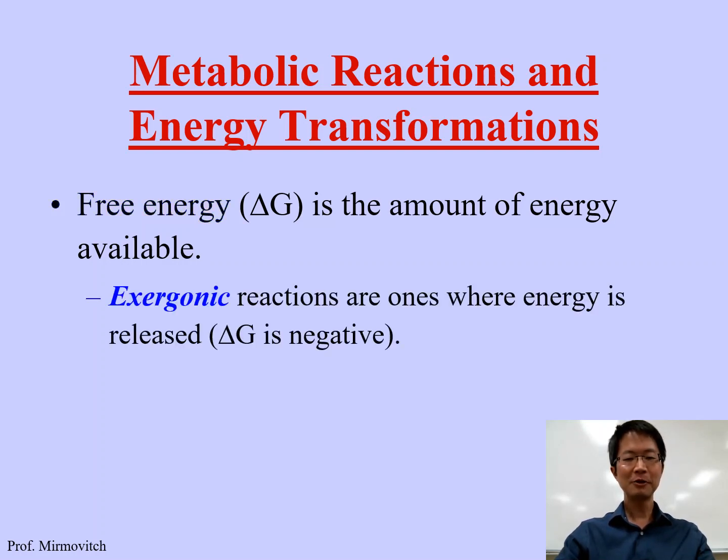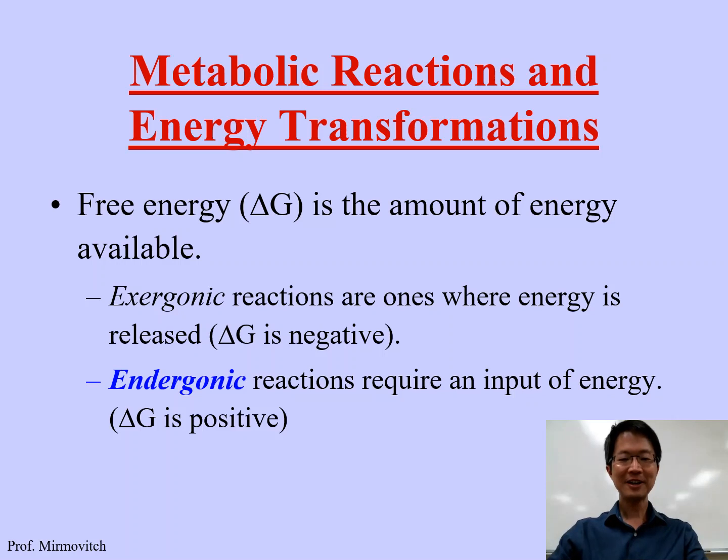So remember I told you about exergonic reaction. Exergonic reaction is where energy is released. For example, oxidation. When oxidation occurs, energy is released, then we call it exergonic reaction. And delta G, the free energy, is a negative value. So remember, this is something that you need to memorize. When delta G is negative, that means it is exergonic reaction. That means it is releasing heat.